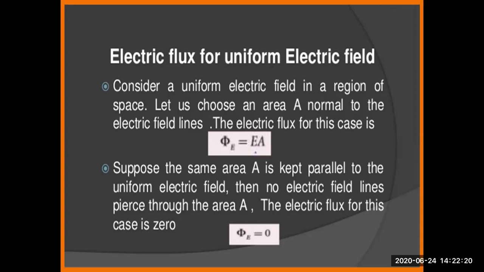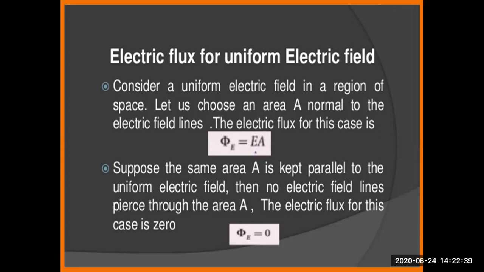When the area is perpendicular, the field lines pass through it. When it is parallel, they are going in the same direction, so they don't pass through. They go side to side, passing parallel up and down, so they cross without touching that area.